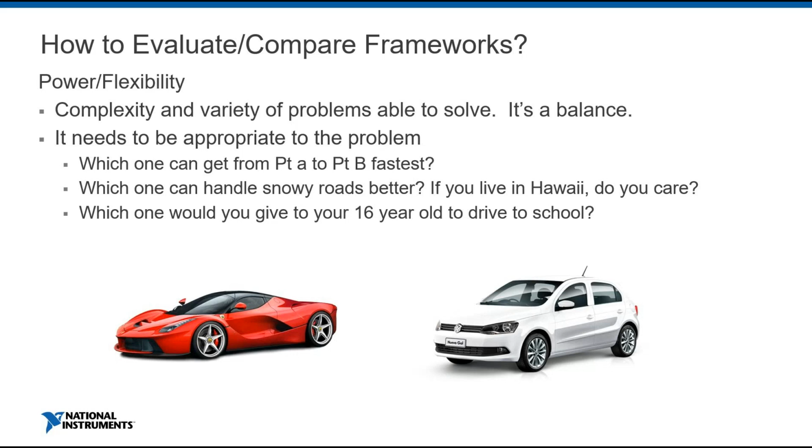But the key here is that the power and flexibility needs to be appropriate to the problem at hand, right? So if you look at these two cars, right, one's a Ferrari, a Lamborghini, or something, the other one's a Volkswagen, which I think that's what that is. And so if you want to get from point A to point B as fast as possible, and that's all you cared about, you would pick the Ferrari sports car.